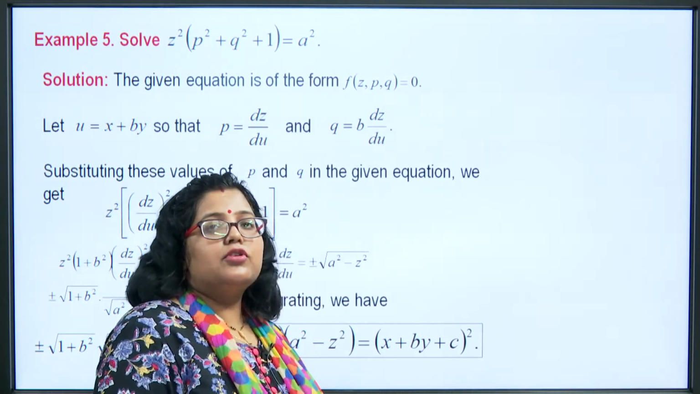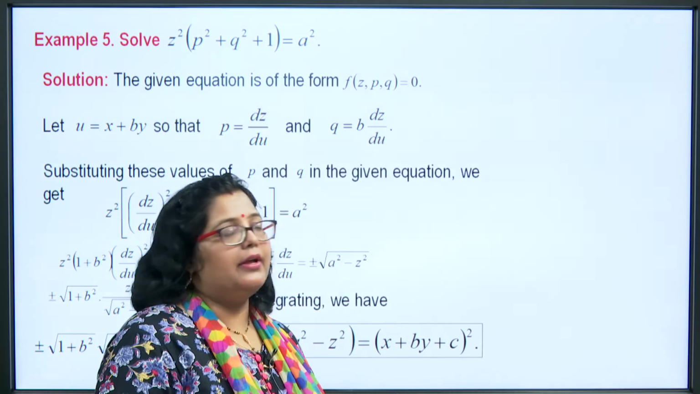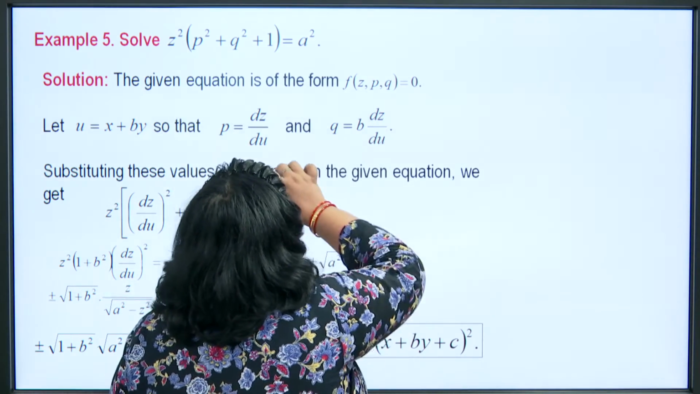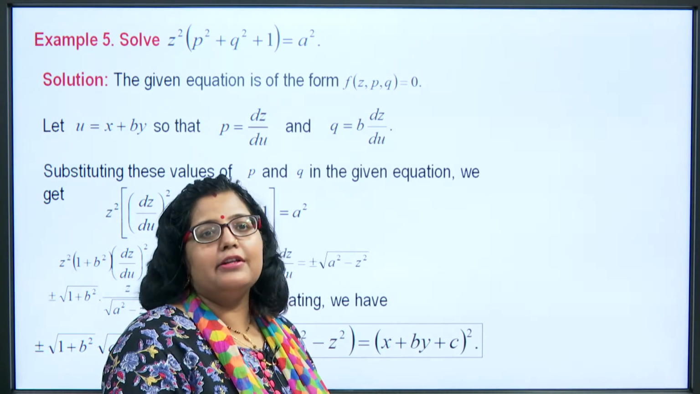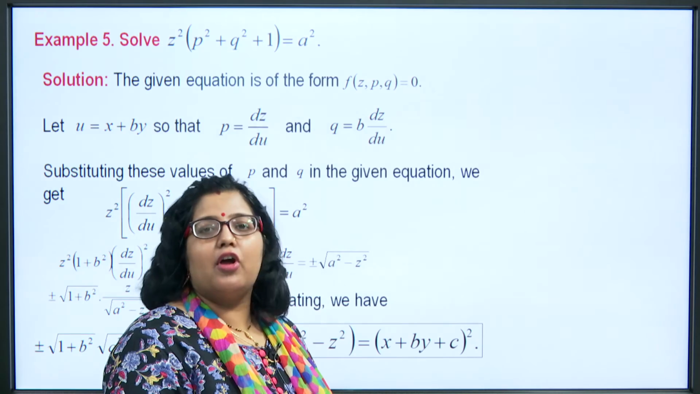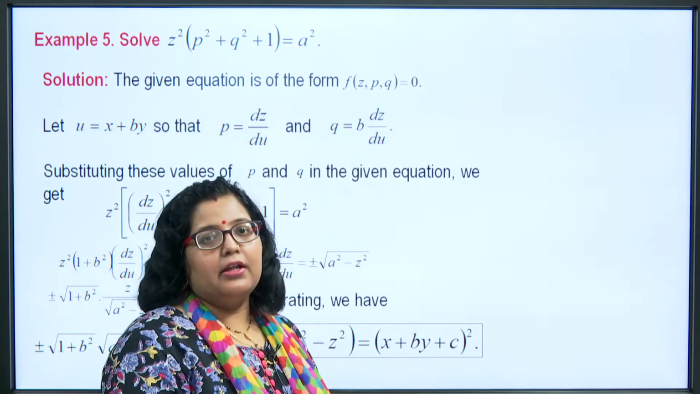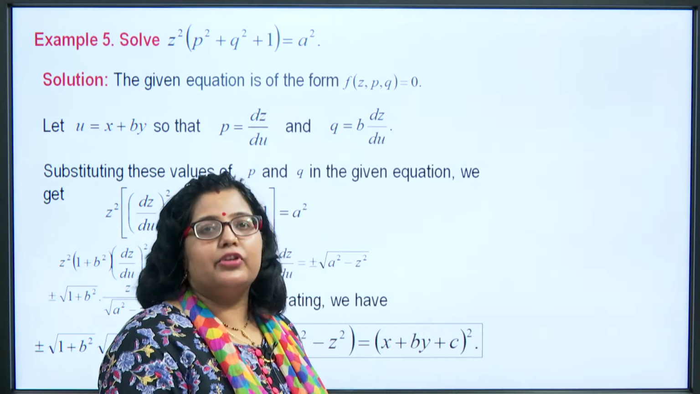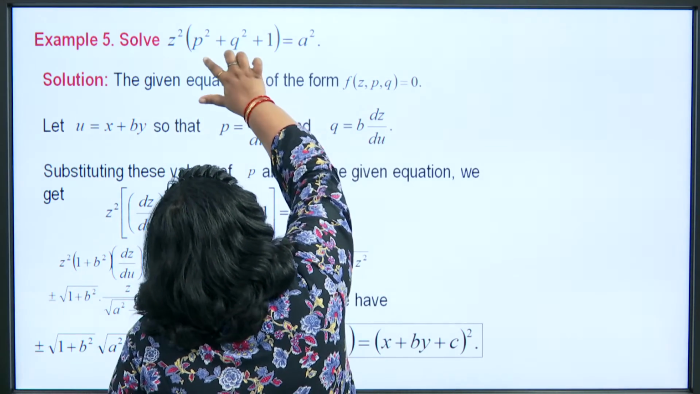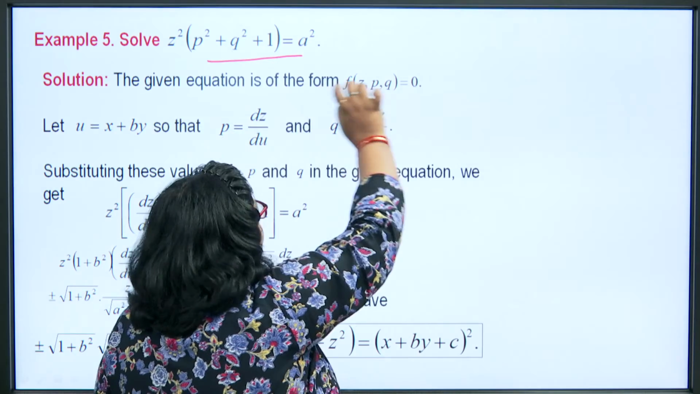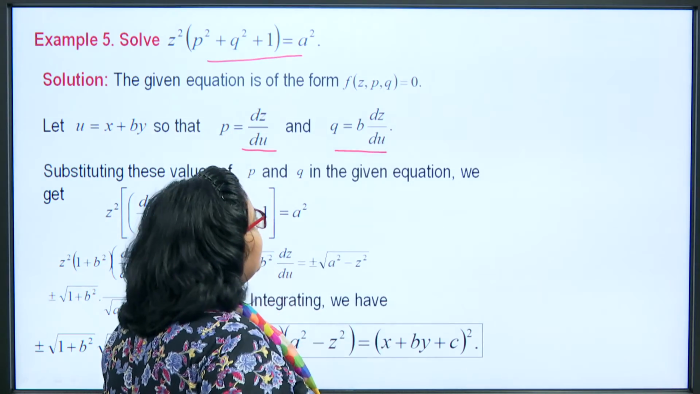See here, solve z square (p square + q square + 1) = a square. This equation contains p, q, z. It is not type first because it contains z. It is not type second, we cannot reduce it to type second because it is not in that form. But this is type third. So after knowing this is type third, we put p = dz/du and q = b dz/du.